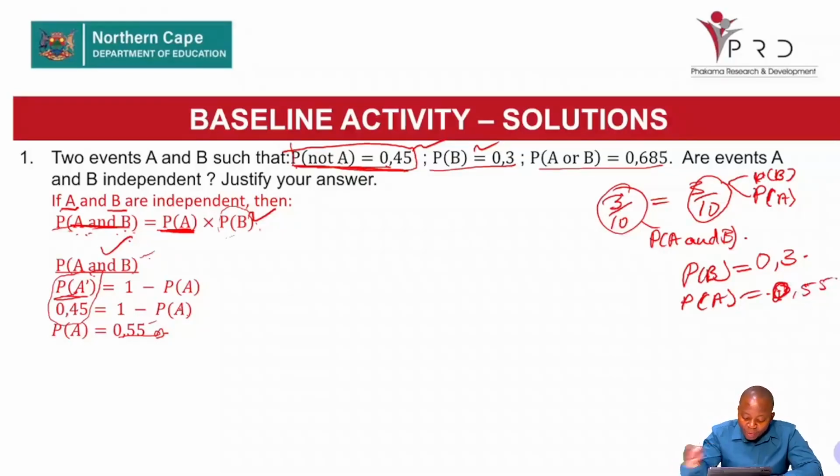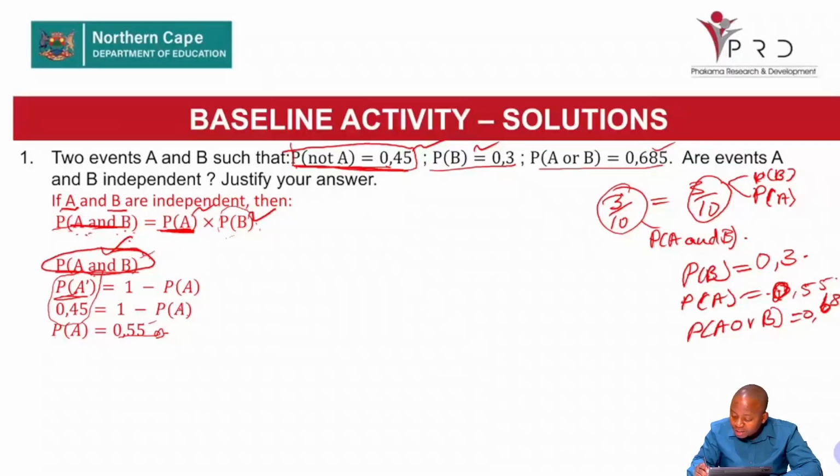Now, remember, we have found the probability of A. So what else do we need? We need the probability of A and B, which is what we're actually trying to find in this case. And we're given the probability of A or B. It is given to us as 0.685. So we are given that probability. So what are we supposed to do now?